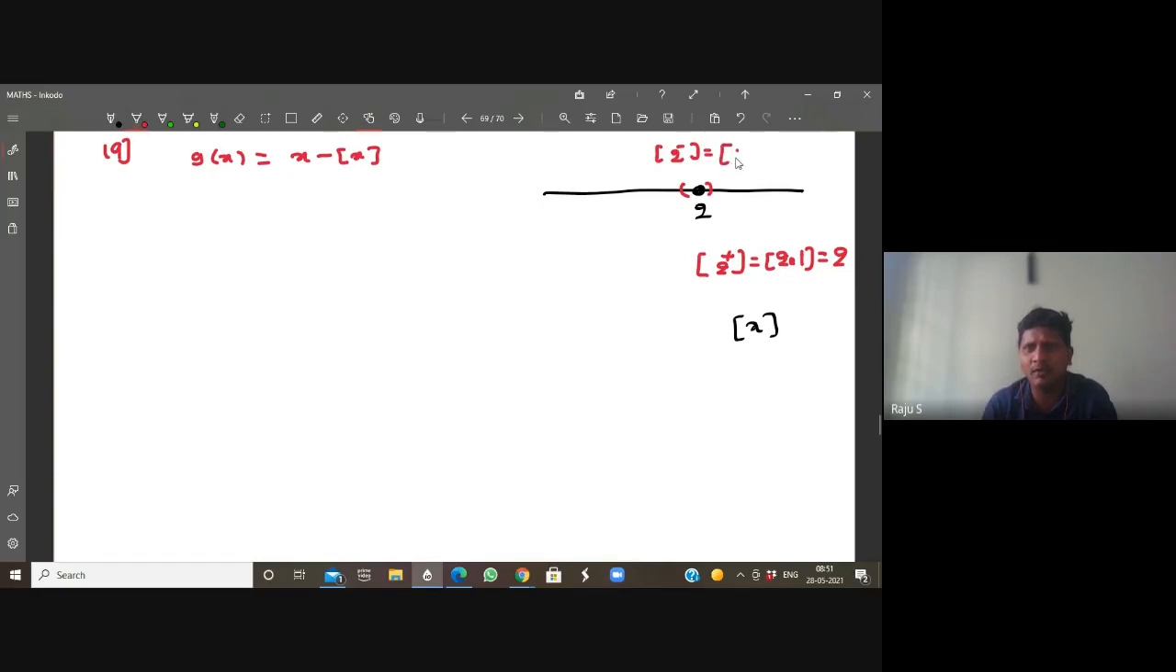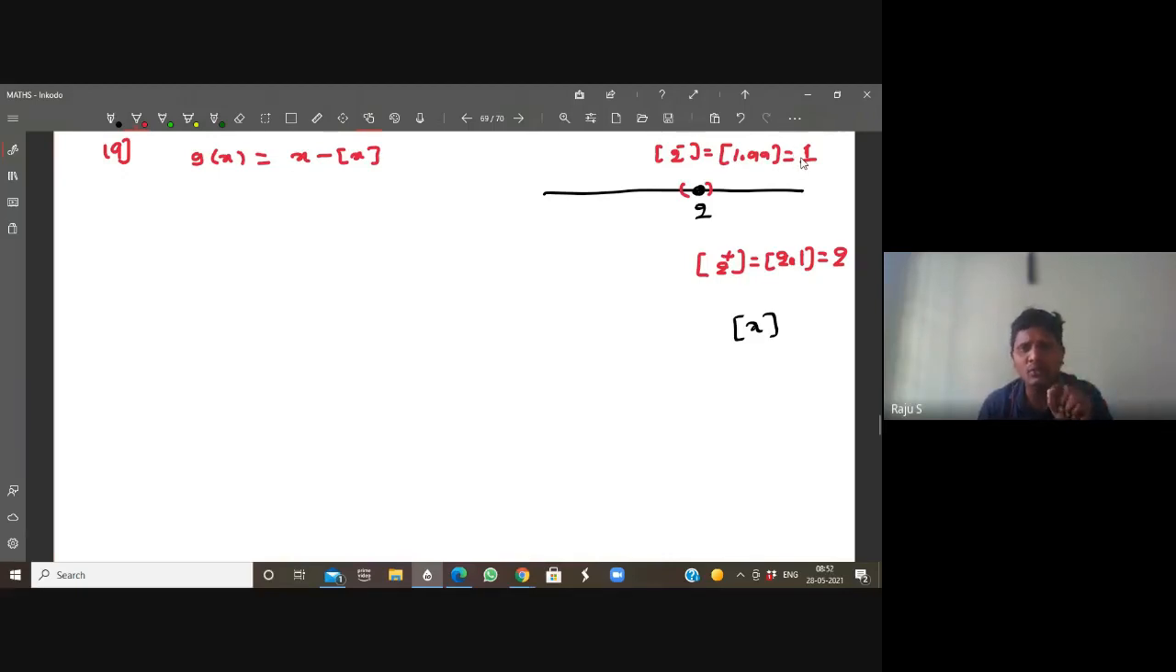Like I want to take 1.99. 2 minus means lesser than 2. What is the greatest integer of 1.999? It is 1. So what do you observe here? The right hand limit at 2 and the left hand limit at 2 are not equal. So here 2 is an integer. At 2, the greatest integer function is not continuous.